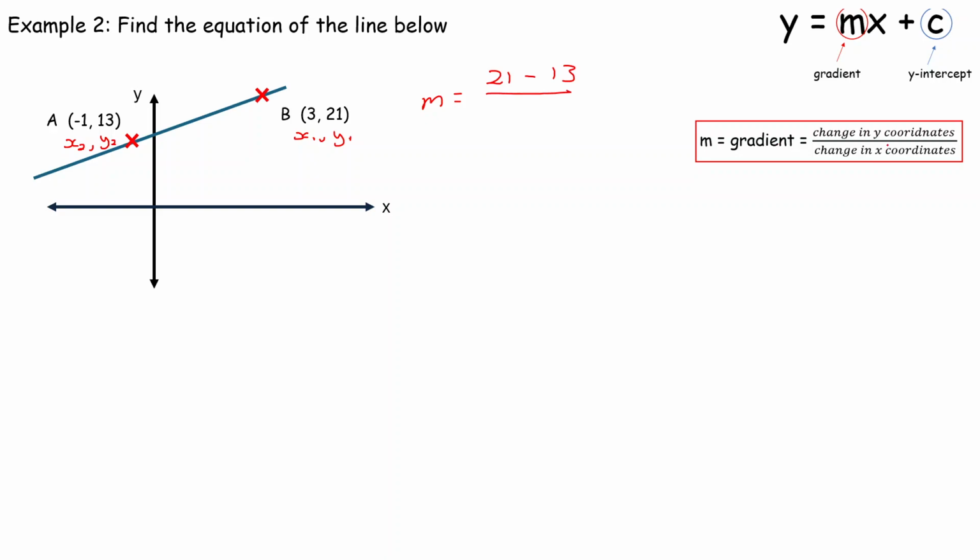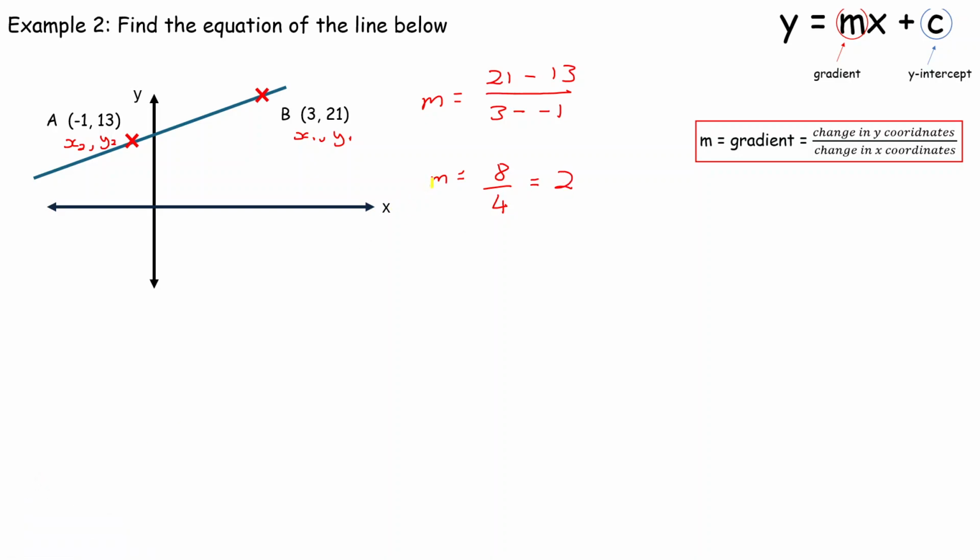over the change in the x-coordinates. Because I started at b, I did 21 take away 13, I must then go 3 take away -1. I've got to have that take away -1 in there. So m is equal to 21 take away 13, which is 8, over 3 take away -1. Think of the hot air and cold air idea: if we're at 3 and we're taking away cold air by 1, we're getting warmer by 1, so that means 3 plus 1, which is equal to 4. 8 divided by 4 is equal to 2. So the gradient of this line is just equal to 2.